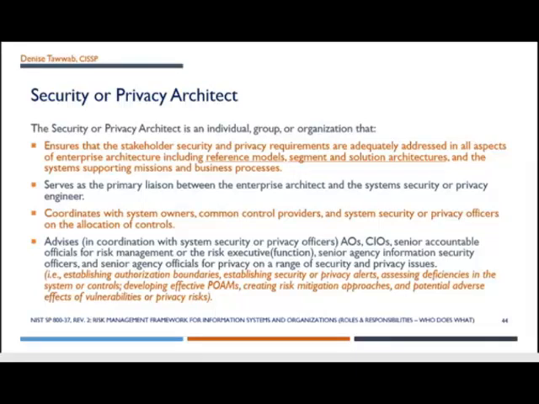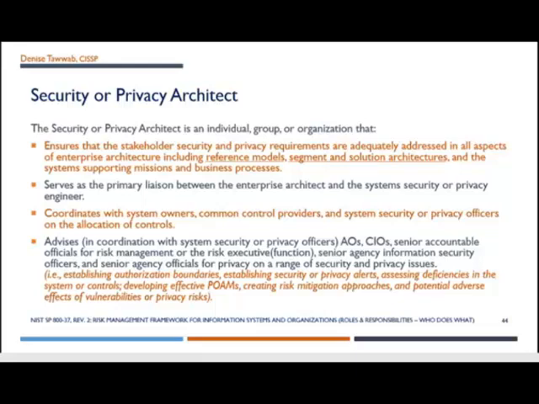The security or privacy architect serves as the primary liaison between the enterprise architect and the system security or privacy engineer. They coordinate with system owners, common control providers, and system security or privacy officers on the allocation of controls. They advise in coordination with system security or privacy officers, authorizing officials, CIOs, senior accountable officials for risk management, and senior officials for privacy on a range of security and privacy issues.